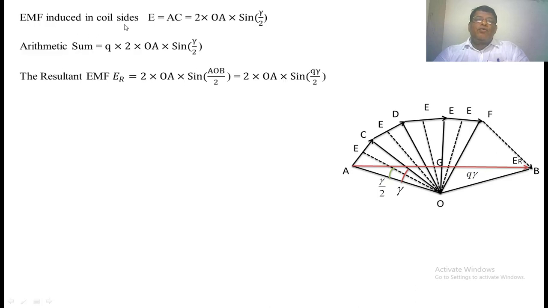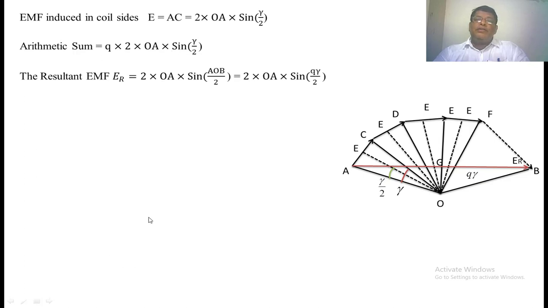Now the EMF induced in coil side E, equal to AC, equals 2 times OA into sin gamma by 2. OA into sin gamma by 2 is this small length, and we double it to get the length AC. Now we have to find the arithmetic sum. The arithmetic sum equals small q times this value, where small q is the number of slots per pole per phase. So q into 2 into OA into sin gamma by 2.